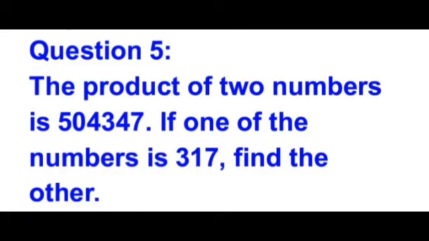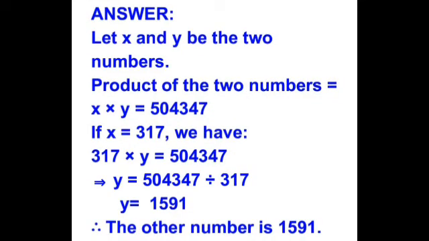The product of two numbers is given, that is 5,04,347. If one of the numbers is 317, find the other. What do we have to do? We will have to divide. Let's suppose x and y be the two numbers. Product of two numbers, x into y equals the given number. If x is equal to 317, you will have to find the value of y. So when we find the value of y, we have to divide both the numbers and our answer will be 1591. Please divide it by yourself.